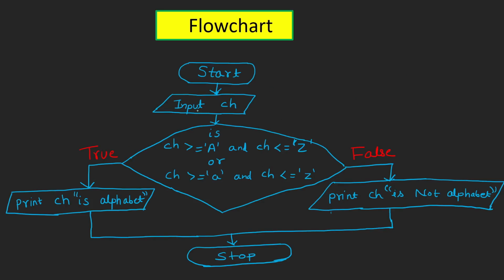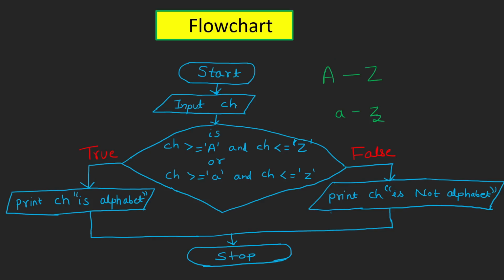So here is the flowchart for our question. First we will input the character from the user, so we have written input ch. Then we are checking the condition whether our character is in the range of capital A to capital Z or small a to small z. Then that character will be alphabet and then we stop. And if it is not in that range, then we are saying that the character will not be alphabet, and then we stop. Now how are we checking this condition?